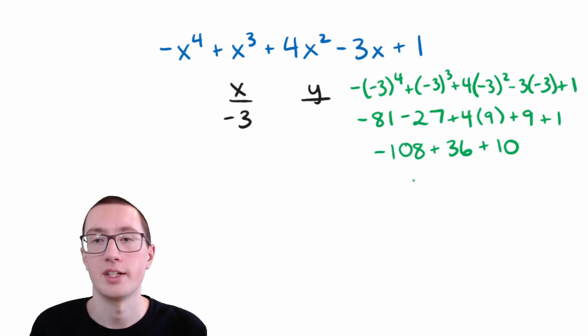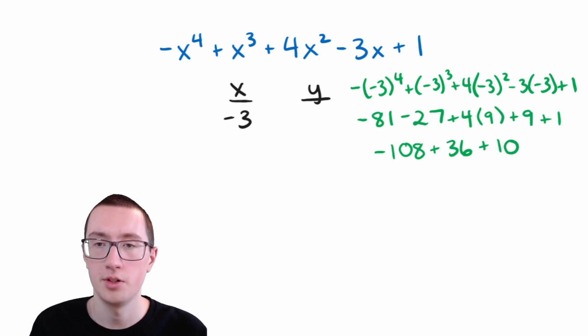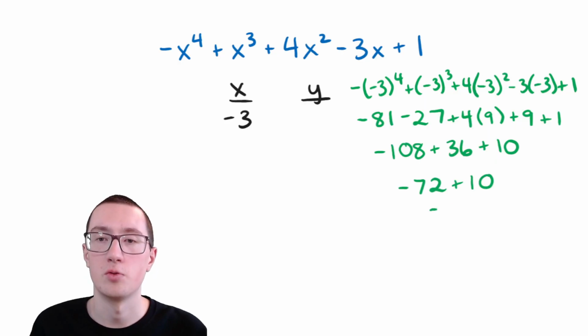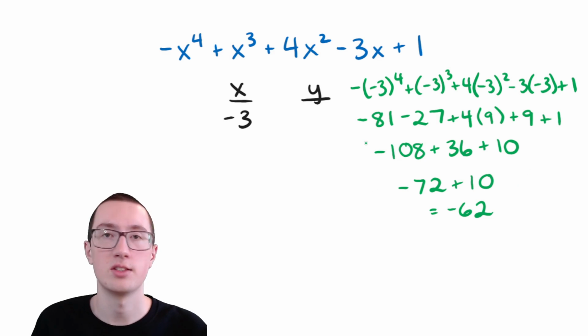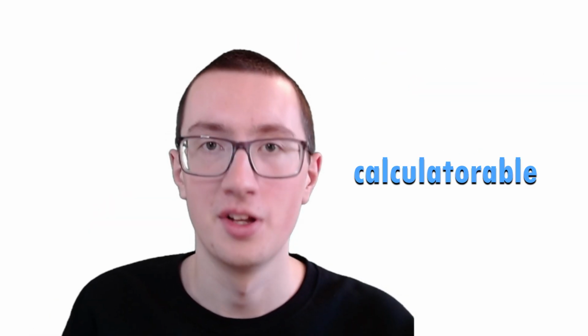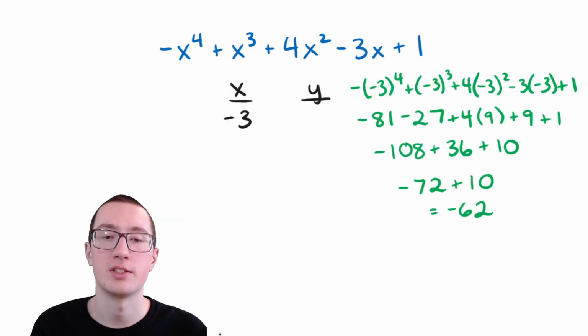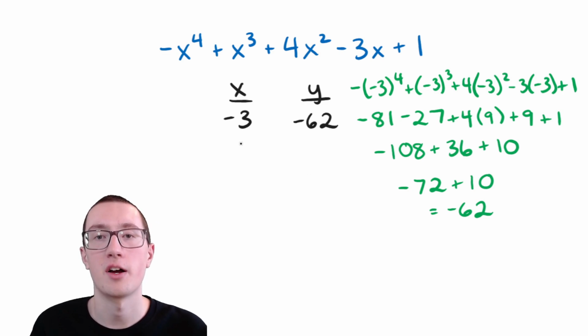And now we can just do this in any order, but if you wanted to put this in your calculator, minus 108 plus 36, that would give you negative 72, and then that would give you negative 62. Again, this is very calculatorable. But yeah, our final number here is negative 62, which kind of makes me thankful that we're not actually graphing this because this would be literally impossible.